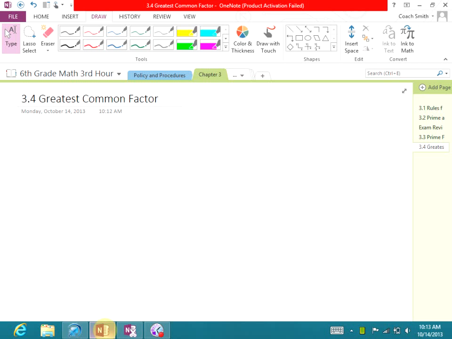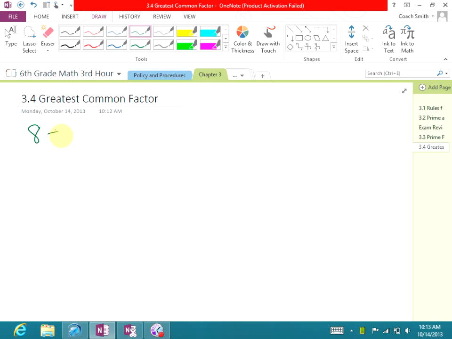All right, 3.4 is talking about the greatest common factor. Now, what the greatest common factor is, this. For every single number, for example, 8, we've already talked about this. Every single number has factors. The factors of 8 would be what? Somebody raise your hand and tell me.